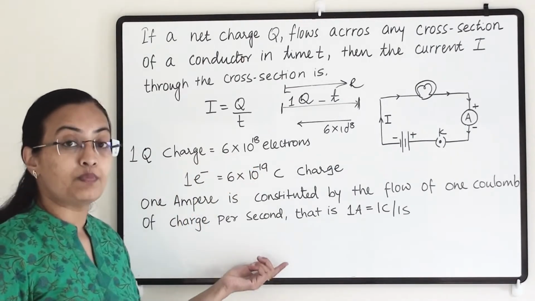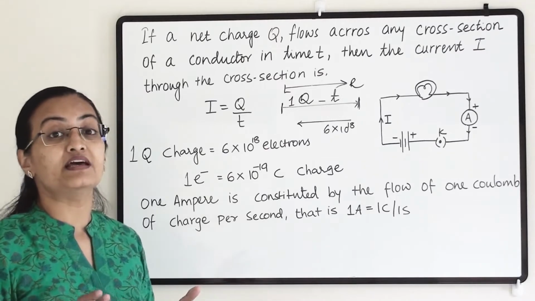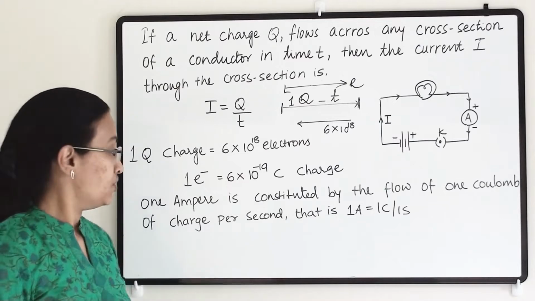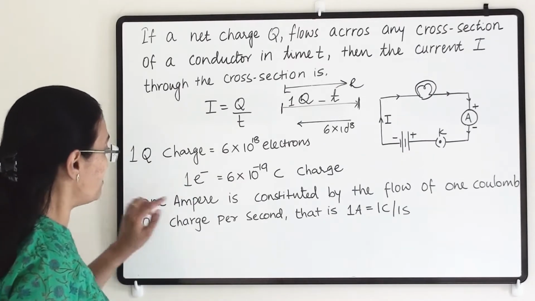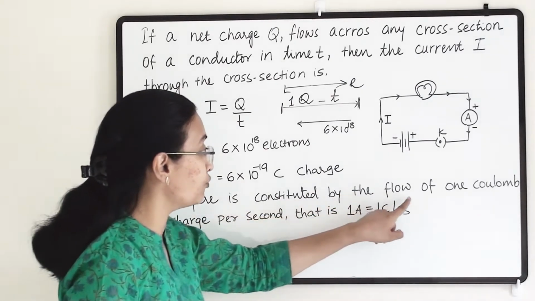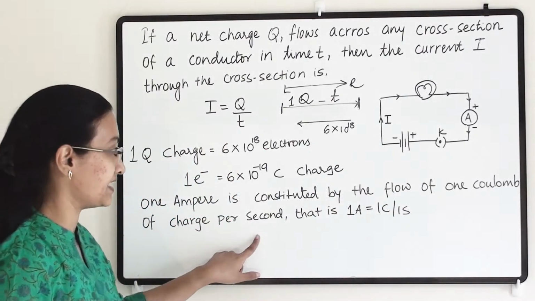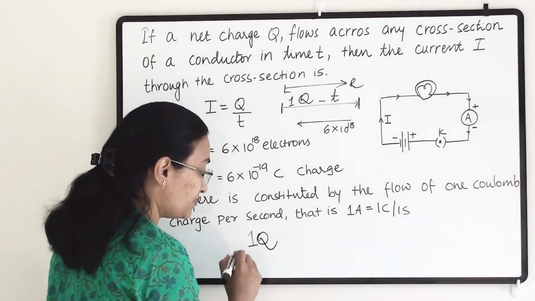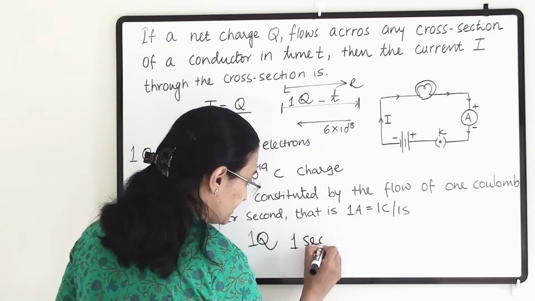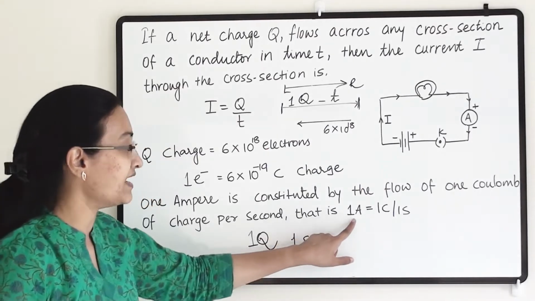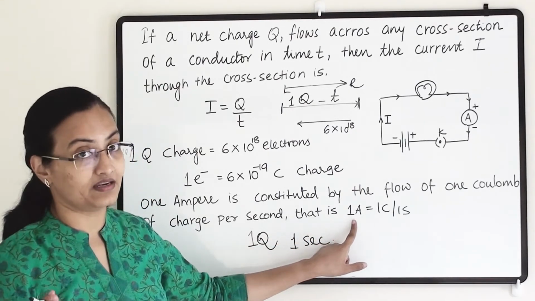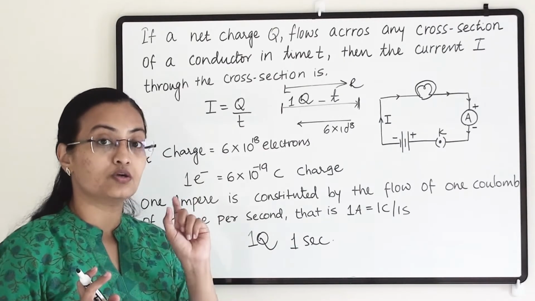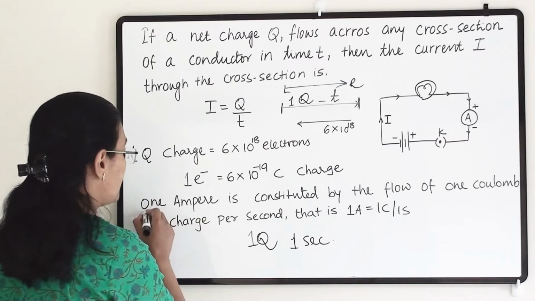Now whatever current is passing through this circuit is given a unit, that is ampere, and it is named after a French scientist, Marie Ampere. So what is an ampere? 1 ampere is constituted by the flow of 1 coulomb of charge per second. So when 1 coulomb of charge is flowing through a conductor in 1 second, at that time we say that 1 ampere current has passed through the circuit. So 1 coulomb of charge passing in 1 second, that much current we consider as 1 ampere.